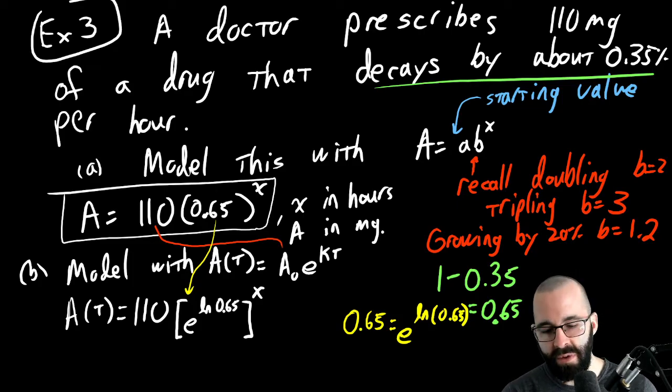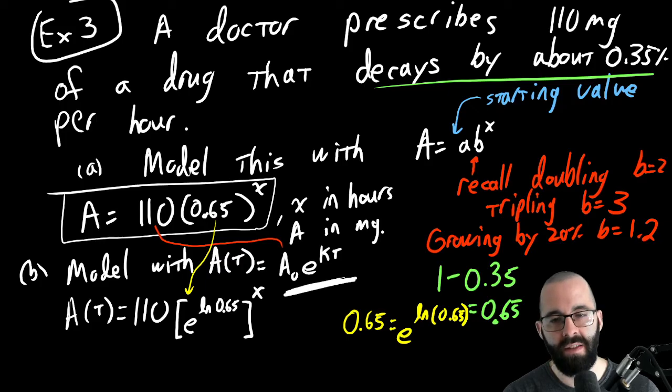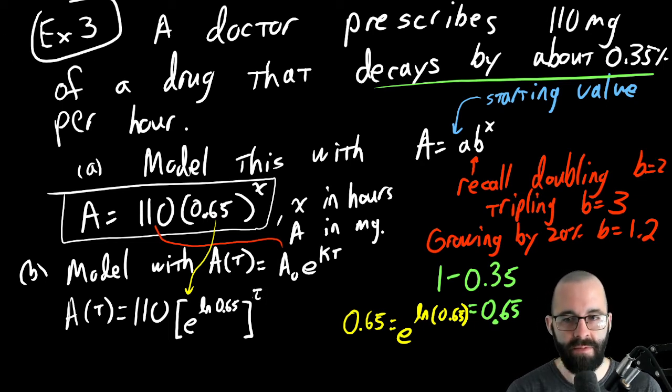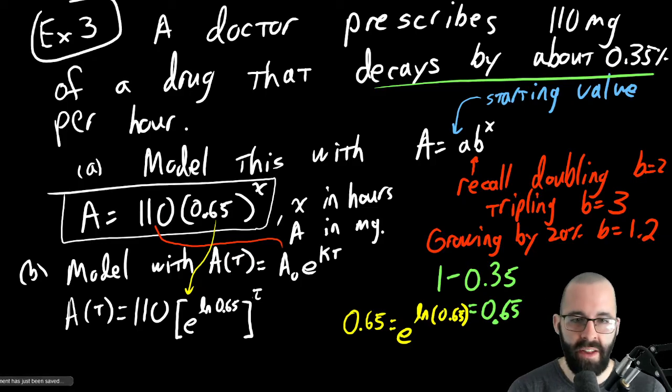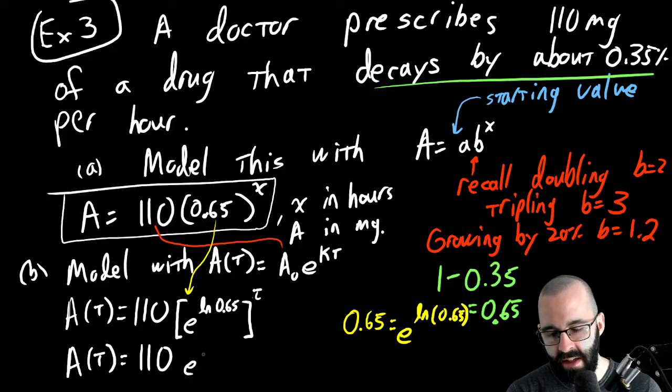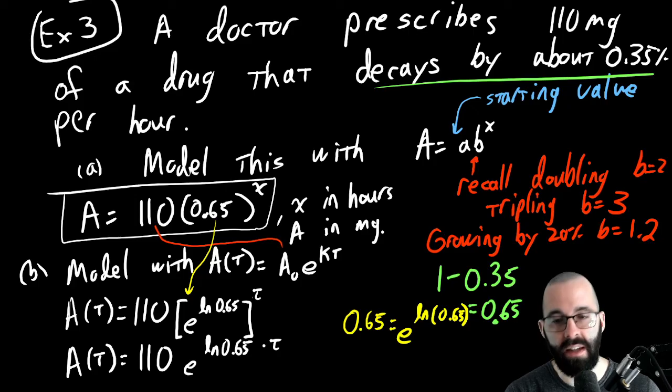And now we've almost done what we've been asked. It's almost in this formula. Oh, I said we should have an x, but this problem is telling us to have a t as our variable. How do we simplify an exponential like this, an exponent raised to another exponent? We're just going to multiply those exponents. We're going to get A of t equals 110 times e to the ln 0.65 times t.